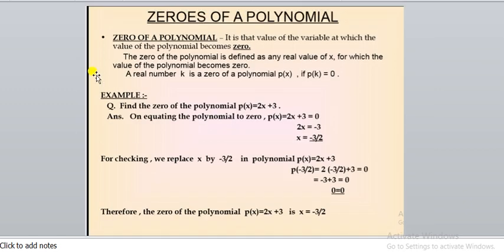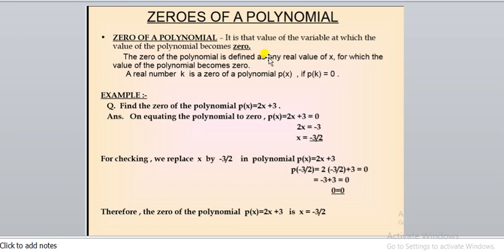Now we will see the zeros of a polynomial. This is a very important thing. The zero of a polynomial is that value of the variable at which the value of the polynomial becomes 0. Such a value of the variable, on putting in the polynomial, makes the value 0. It satisfies the polynomial. So that value at which the polynomial becomes 0 is known as the zero of the polynomial.